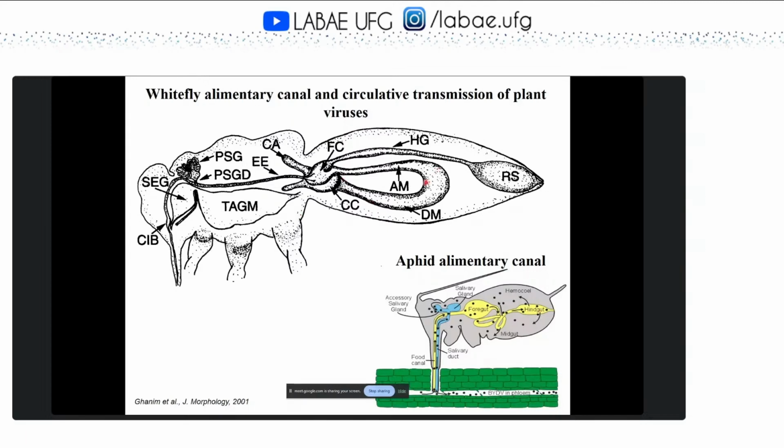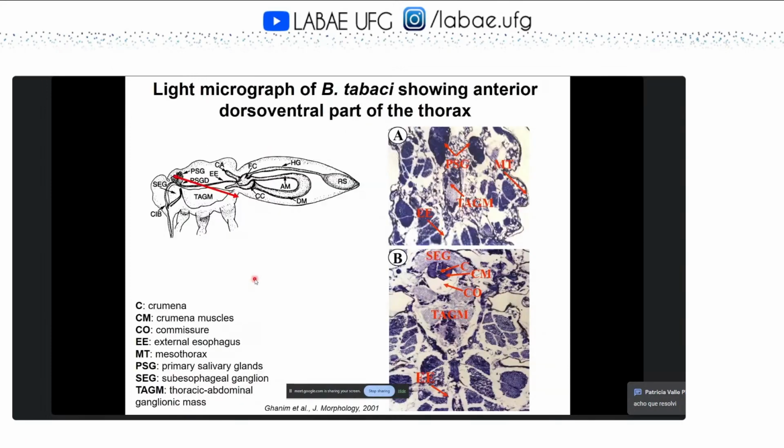One of the first things we started doing is sections through the whiteflies. You can see here this red line, and on the right you can see those sections. This is a section showing the two pairs of salivary glands, the primary salivary glands in the whiteflies. This was the first time we could see organs that are involved in virus transmission by doing only sections through the whitefly.